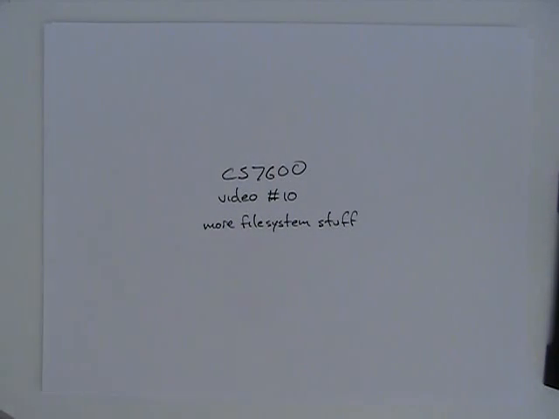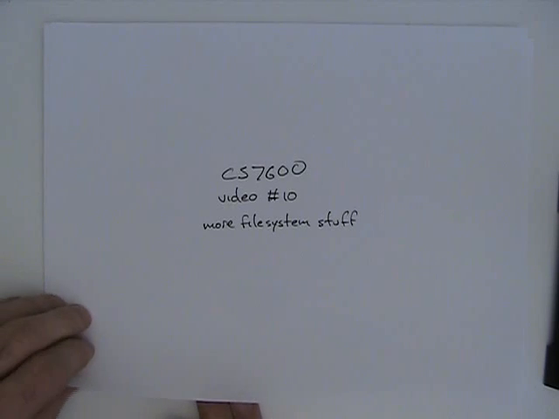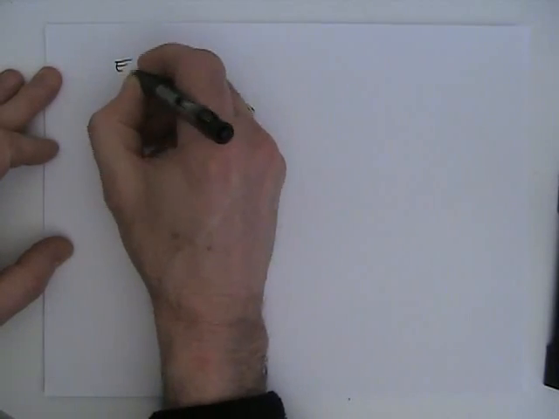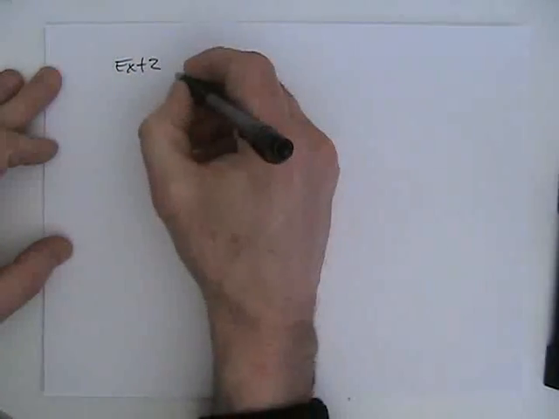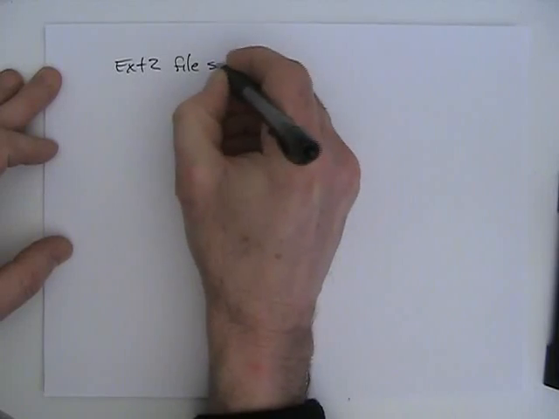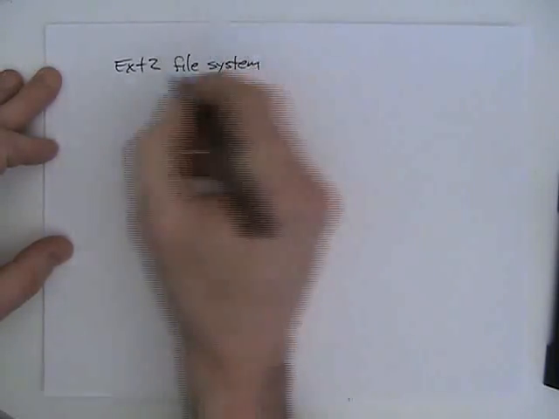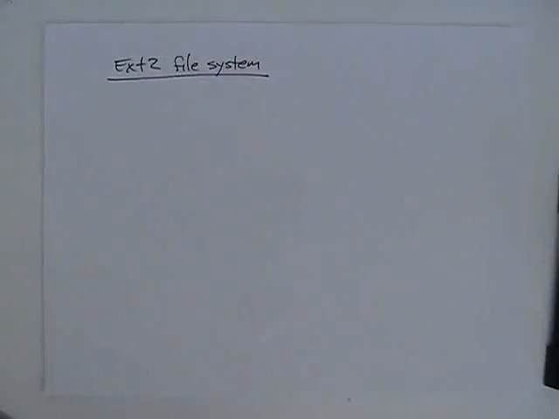So this is the 10th lecture video for 7600, and it's going to cover some additional material about file systems. So we'll start out by looking at the ext2 file system. That's a Linux file system.